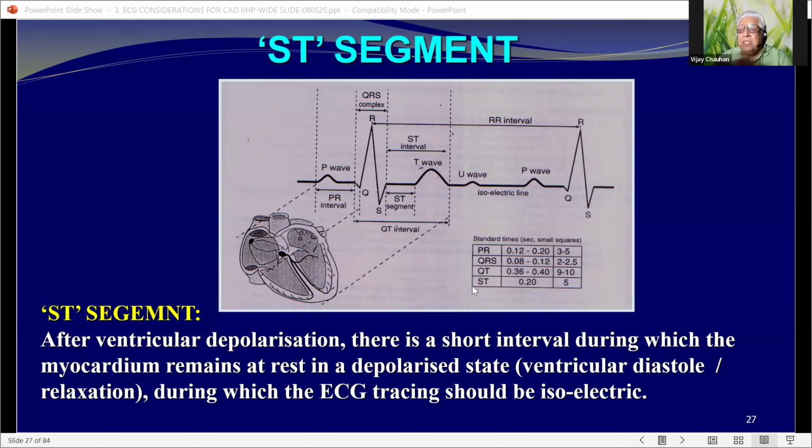Whenever we are going to see these waves, not only are we going to see the waves, but we are going to interpret how much time they are taking, whether they are within the normal time frame, or they are exceeding the time frame, or the time frame is less. If the time frame is less, that is also very, very important.